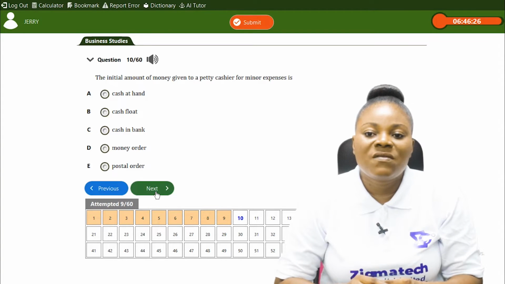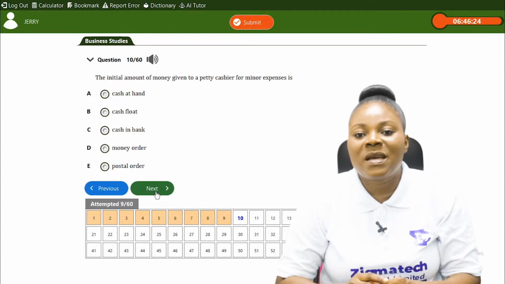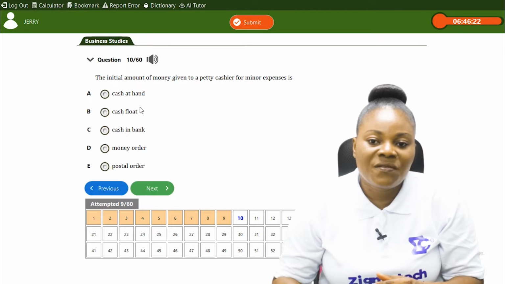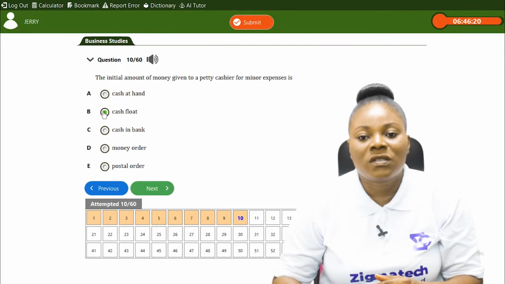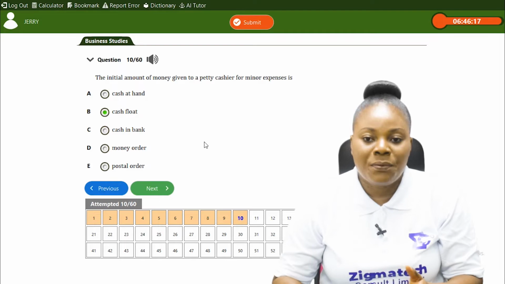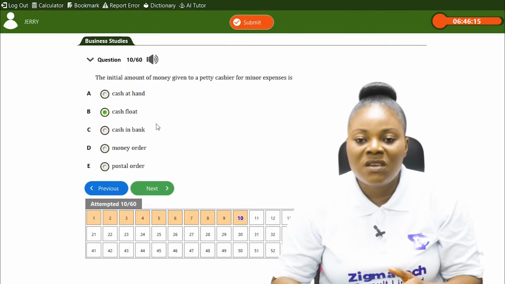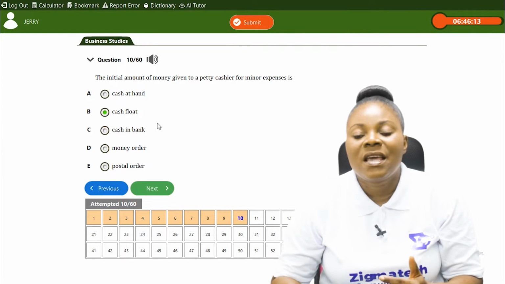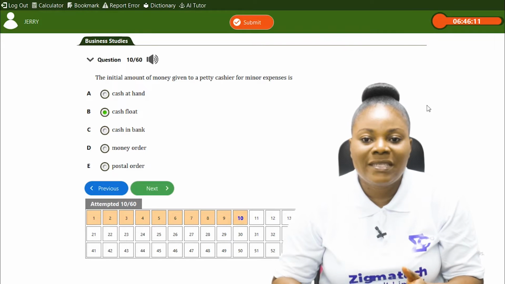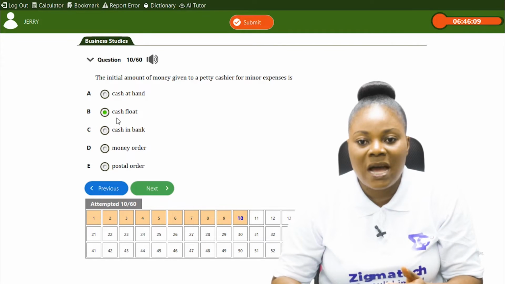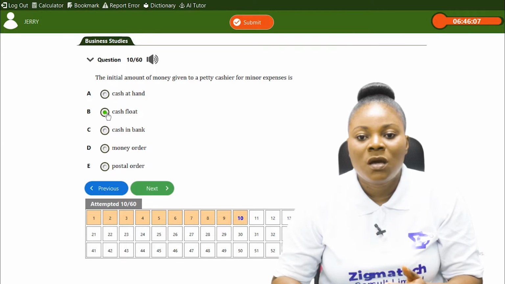The amount of money given to a petty cashier for minor expenses in an organization is referred to as cash float. It can also be called interest. Some options will give you cash float, some you see it as interest. But for this question, the amount given is referred to as cash float. Option B.